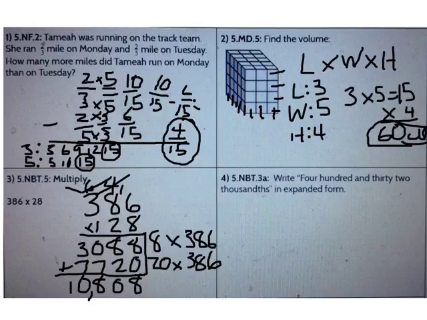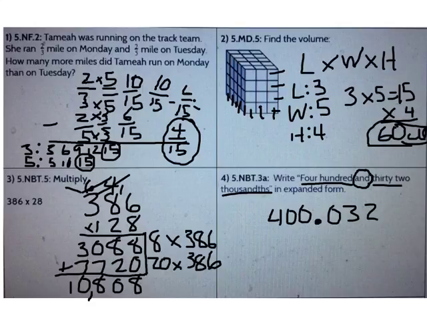Now let's do another. Write 432 thousandths in expanded form. Circle the word and. That tells us where our decimal goes. So now I need to write 432 thousandths in standard form first. How do I write 432 thousandths in standard form? Well, I first write 400, then and tells me to put my decimal point, 32 thousandths.